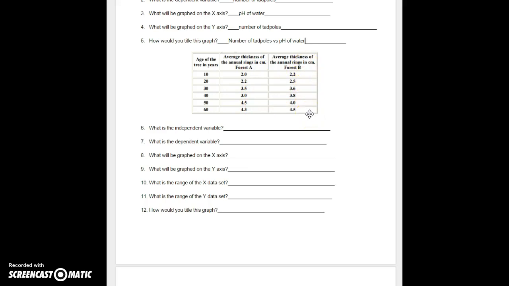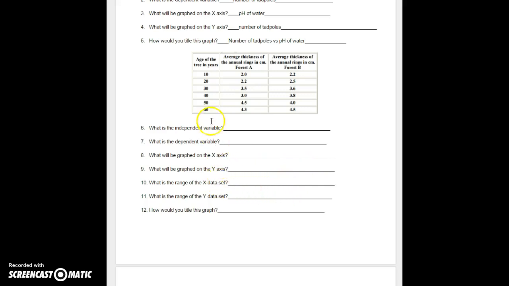We had 2 results because we were at different places. And so we're going to graph both of those, and this is the scenario where you would have 2 lines on your graph because you had 2 different sets of results. And so our dependent variable in this experiment would be the average thickness of the annual rings. And if you want, you can include the in centimeters. You don't have to include forest A and B. So the title of the y-axis down here, again, would be the average thickness of the annual rings measured in centimeters.